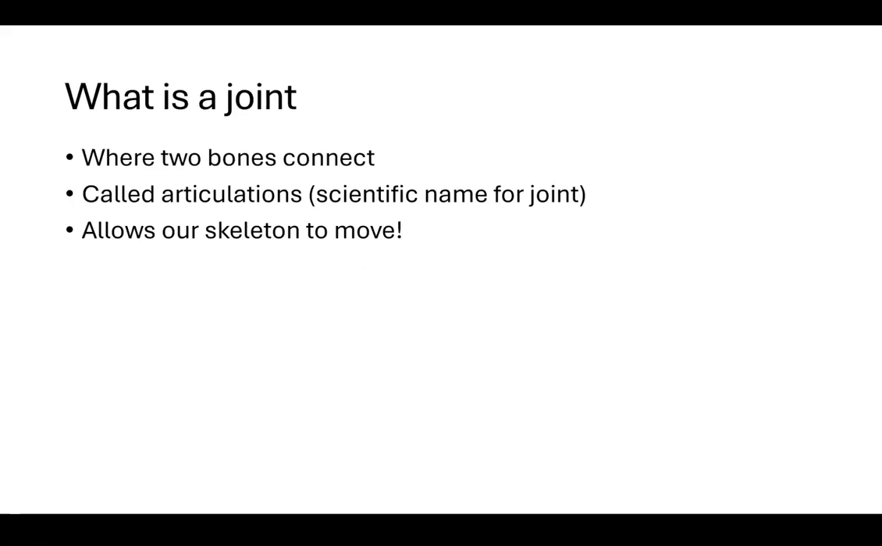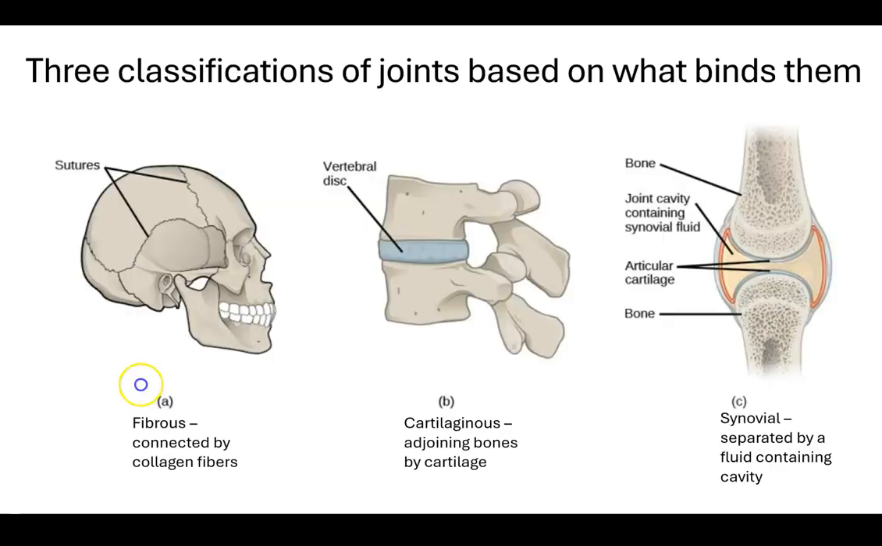So, what is a joint? A joint is where two bones connect, and the scientific name for a joint is called an articulation. You will hear this word a lot, either in text or in lecture, in labs. We have an articulation lab coming up, and it's going to be all about joints. And joints, importantly, allow our skeleton to move, which will be a lot of what this lecture is about.